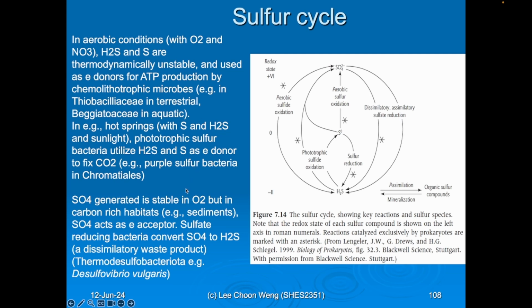So in oxygen-rich conditions, sulfate is generated as it is more stable, and the sulfate can act as an electron acceptor. So here sulfate is reduced, dissimilatory and also assimilatory pathway.